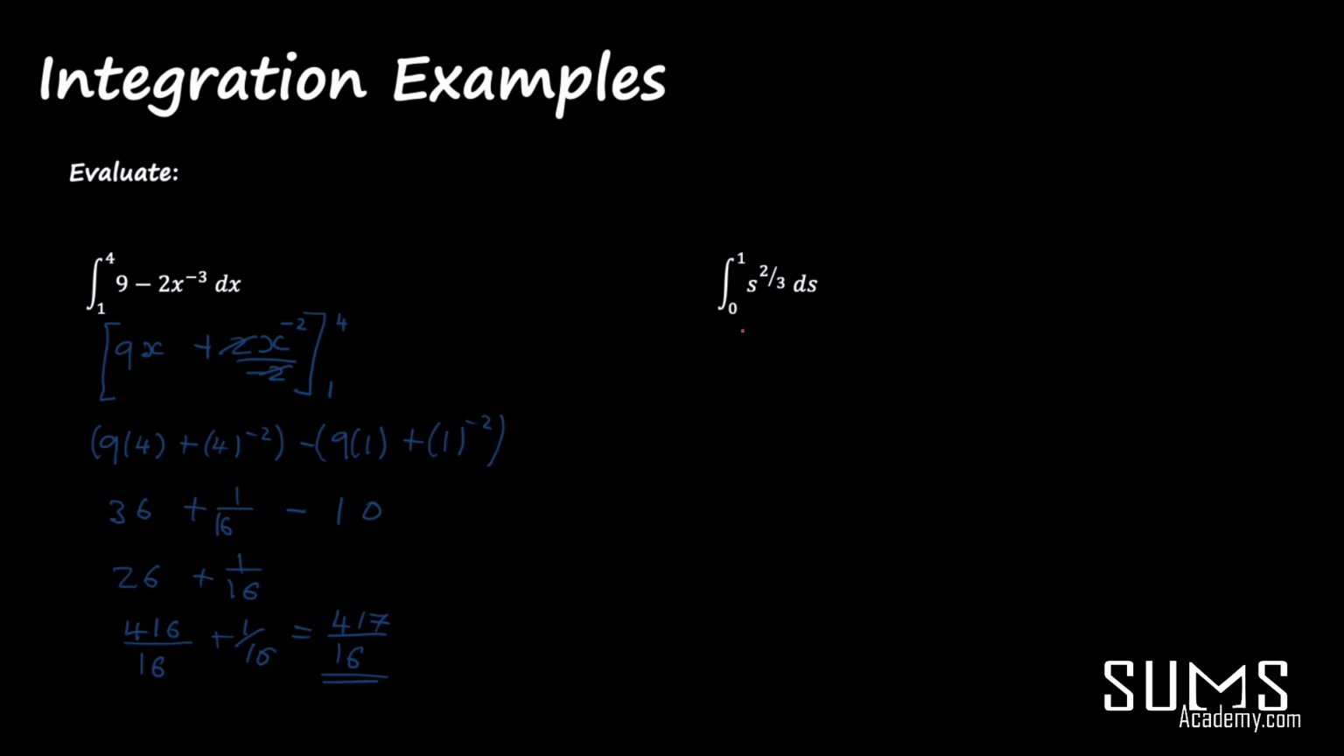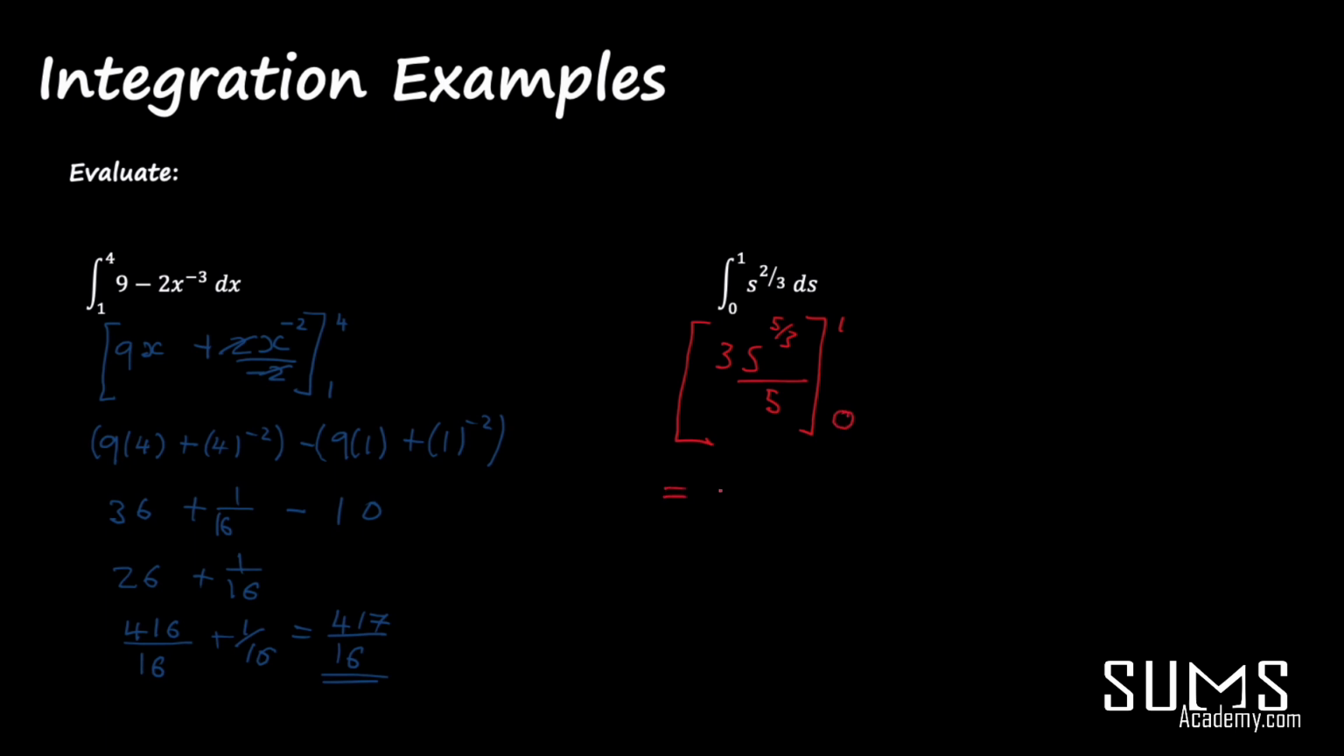Integral between 0 and 1 of s to the power of 2 over 3 ds. Same thing again. So we want to increase the power. So this becomes s to the power of 2 over 3. Increase it by 1, right, so that becomes 5 over 3. Okay, and then you want to divide by that power. So the 5 stays there, but the 3, which would have been there, actually comes back up. And you're left with this: 3 times s to the power of 5 over 3, divide 5, between 1 and 0.